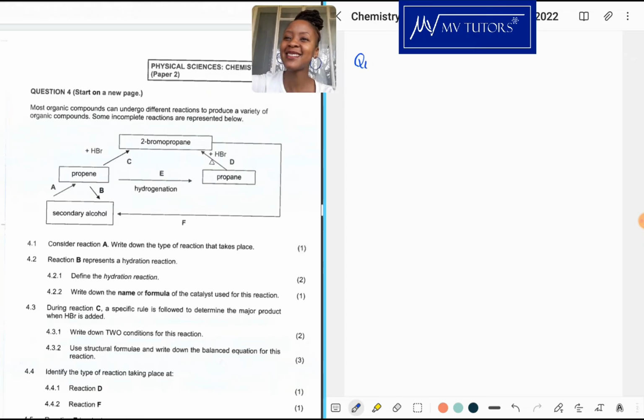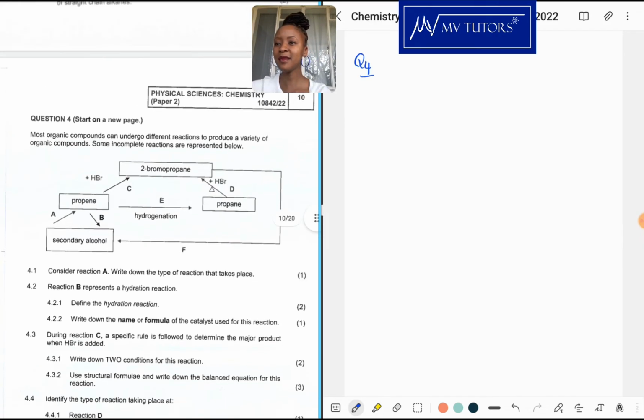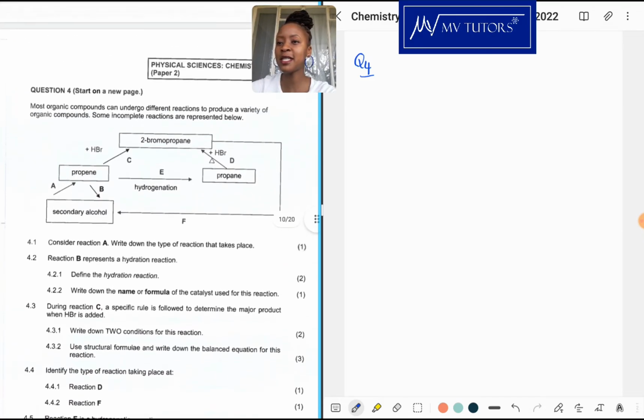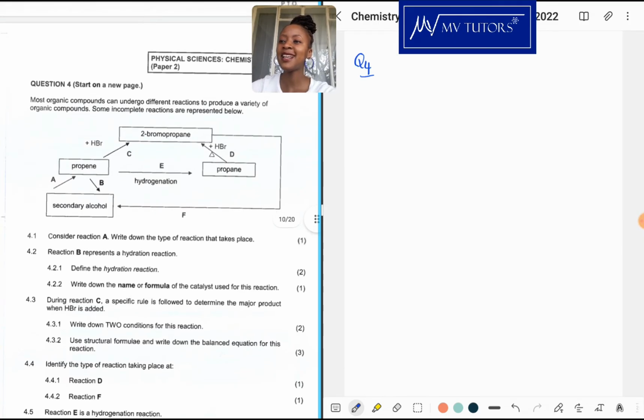Okay, so question 4. It says most organic compounds can undergo different reactions to produce a variety of organic compounds. Some incomplete reactions are represented below. Okay, so we have a very busy diagram, and I want us to digest it, to rip it apart, see what's going on before you answer questions, right? We have some bit of time. How many marks is this? 14 marks.